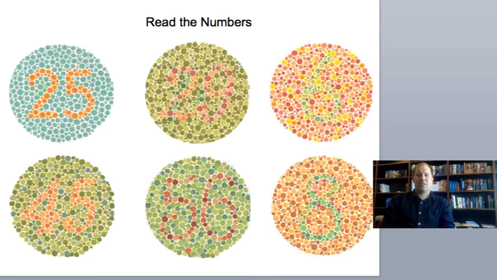Here's one that's interesting. There's numbers in each of these circles in the middle. Can you read them? Well, if you can't, don't feel bad. About 10% of the population cannot read some of the numbers in these examples. If you're curious, starting with the top left row going to the right, it says 25, 29, 6, and then from left to right in the bottom row, 45, 56, 8. If you didn't get all of those, it might be that you're colorblind. About 10% of the population is, at some various level.